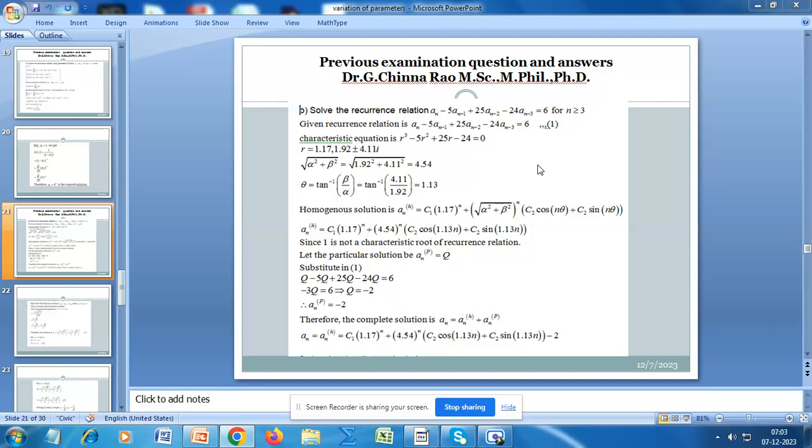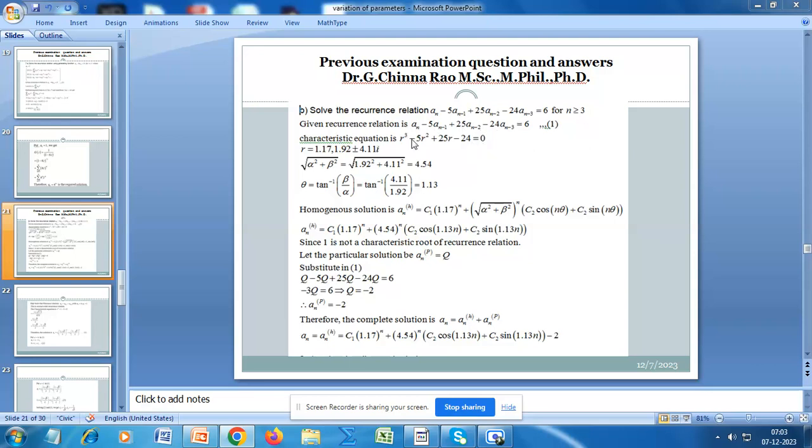To solve this question, first find the order of the recurrence relation. This is a third order recurrence relation, so we have a cubic equation. Now write down r cube minus 5r square plus 25r minus 24 equal to 0.